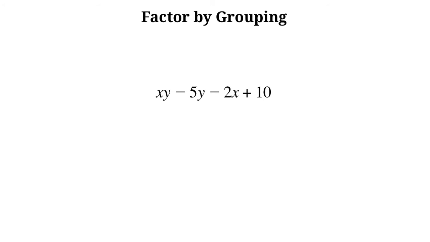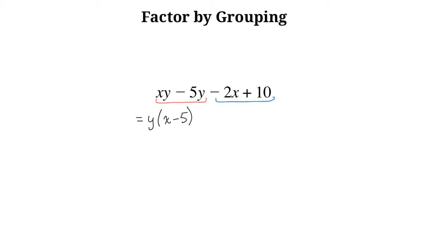So in our first 2 terms, there's a y that's common in both terms. So let's try to pull out that y in those first 2 terms. And we're going to get y on the outside of brackets and on the inside x minus 5. So y times x is xy, and then y times negative 5 is negative 5y. Now let's actually group our last 2 terms and see what happens.